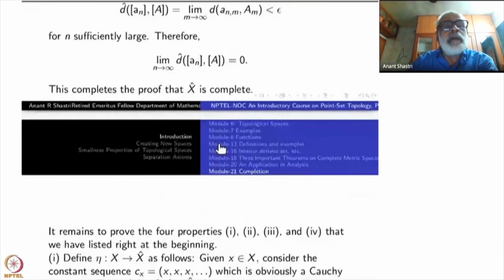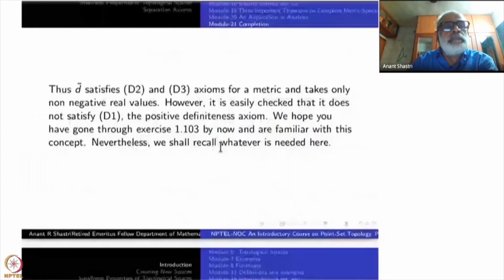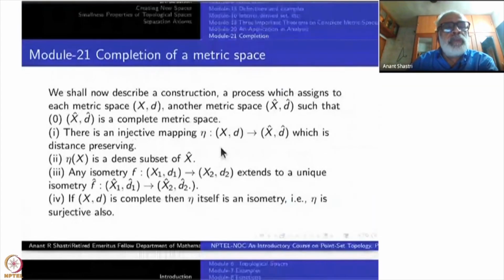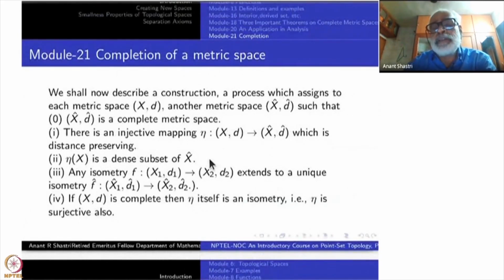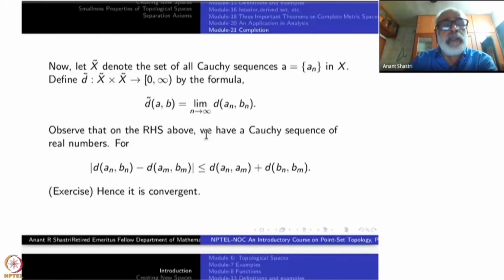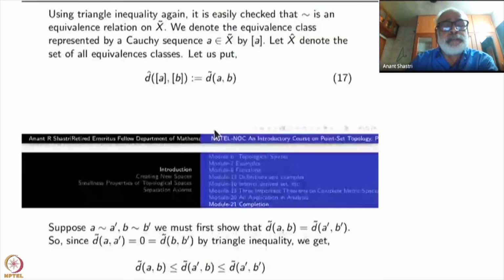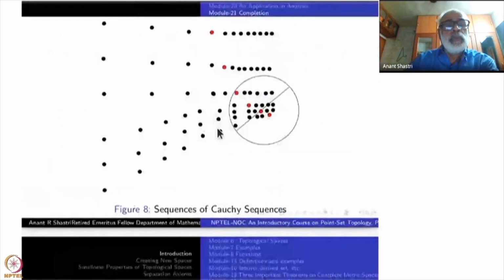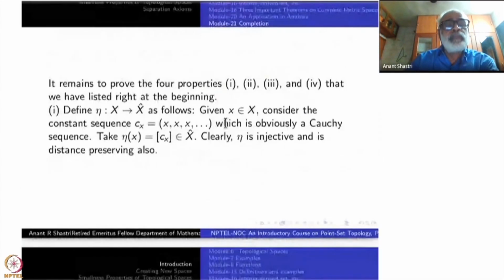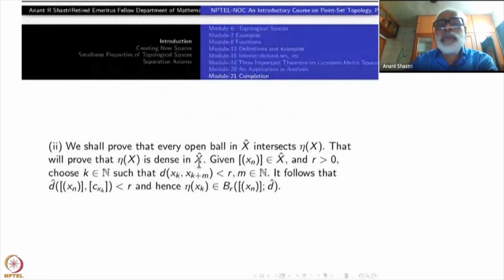What is the second thing here? I forgot. What is it? Eta is dense inside X hat. The image is dense in X hat. Take any open ball in X hat, you must find a point eta x inside that, which must intersect eta of capital X. That is the meaning of density of eta X. We shall prove that every open ball in X hat intersects eta X.